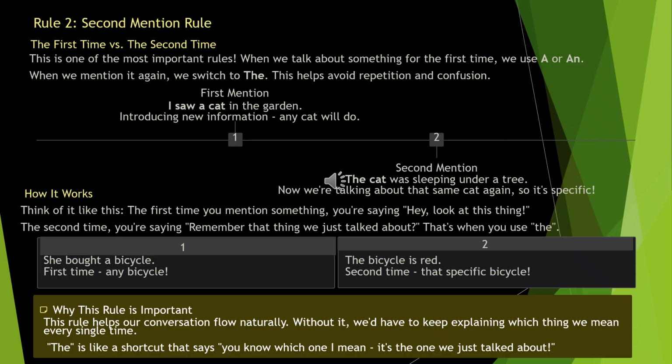She bought a bicycle. For the first time, any bicycle. The bicycle is red. Second time, that specific bicycle. Why this rule is important? This rule helps our conversation flow naturally. Without it, we would have to keep explaining which thing we mean every single time. The is like a shortcut that says, you know which one I mean? It is the one we just talked about.